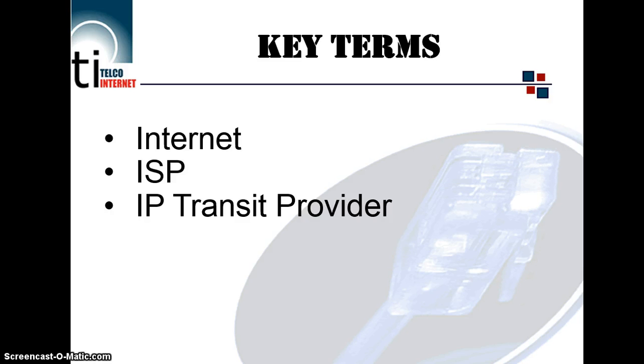So the key terms that you need to remember when you're talking about the global internet are, obviously, the internet itself, which is a network of networks of networks. So it's a network of local networks connected to international networks. The other term that you need to know and understand is internet service provider. Usually that's the person who takes the internet from the wholesale side and delivers it to a customer.